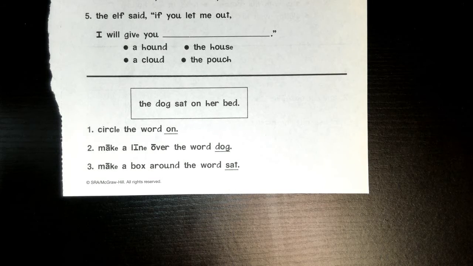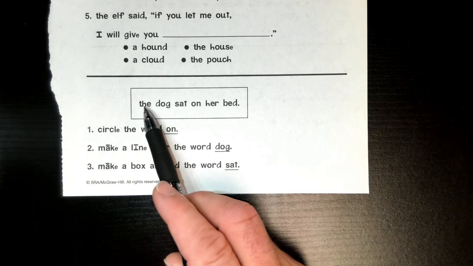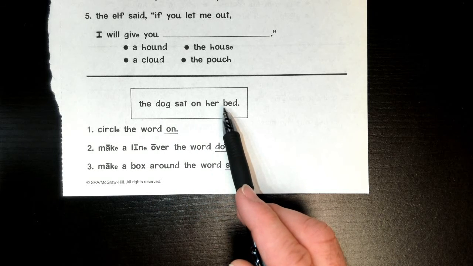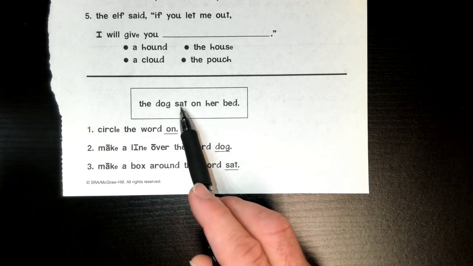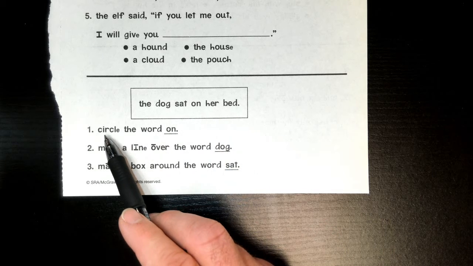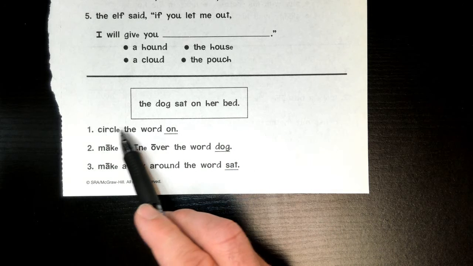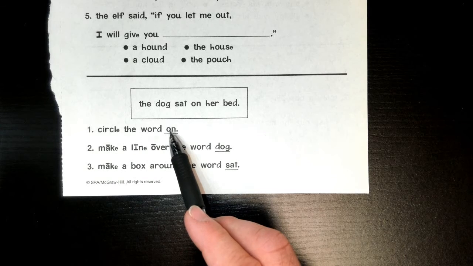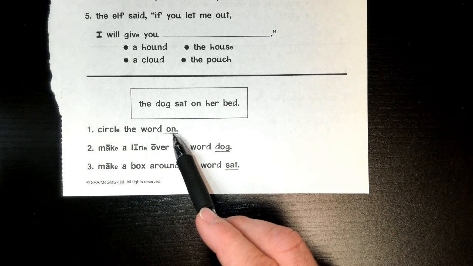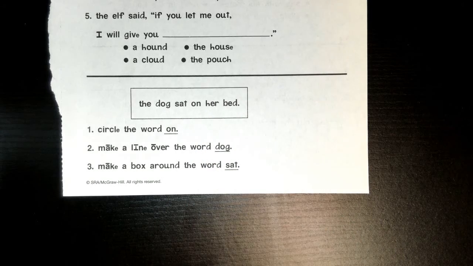Okay. While you are finishing that up, we're going to look at our sentence that we have down here at the bottom. And the sentence says, the dog sat on her bed. Our directions say, circle the word on. So go up here, find the word on, and circle it.